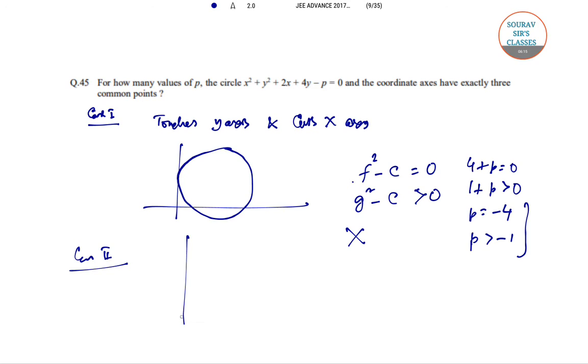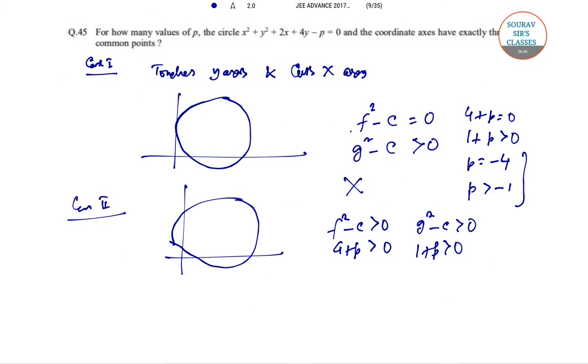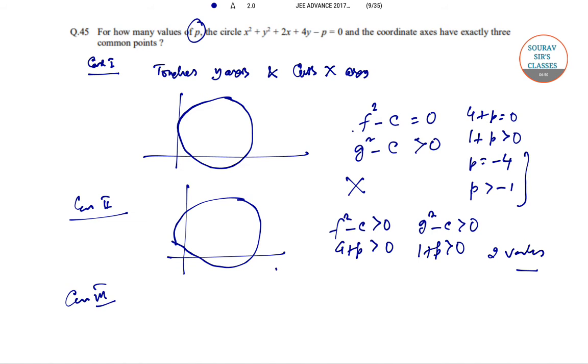Case 2 is if the circle goes like this, touches in this way. So we see f square minus c is positive, g square minus c is also positive. So 4 plus p is greater than 0 and 1 plus p is also greater than 0. So that is okay, and this gives 2 values. For how many values of p? So till now we got 2 values. Case 3 is this type.